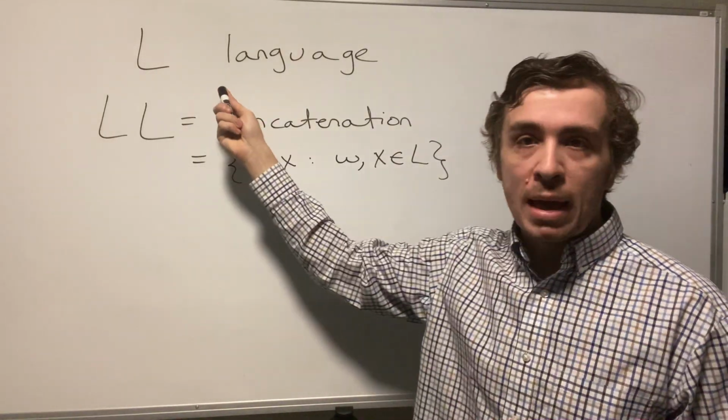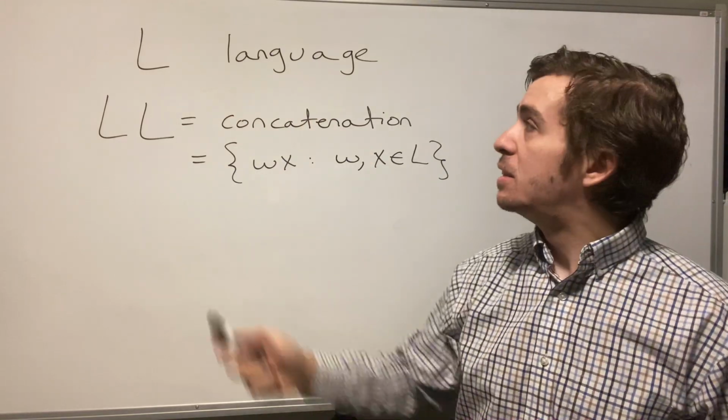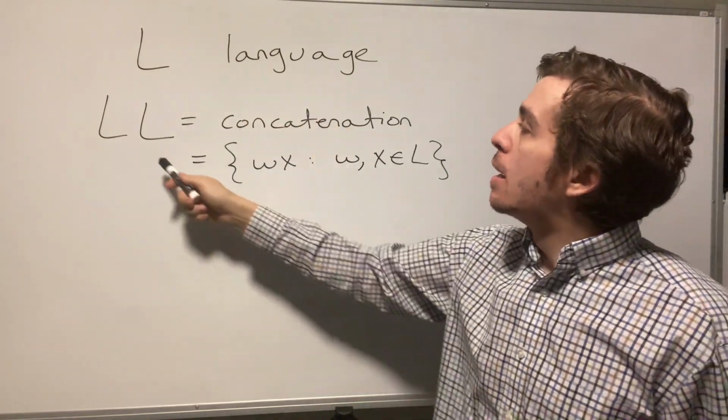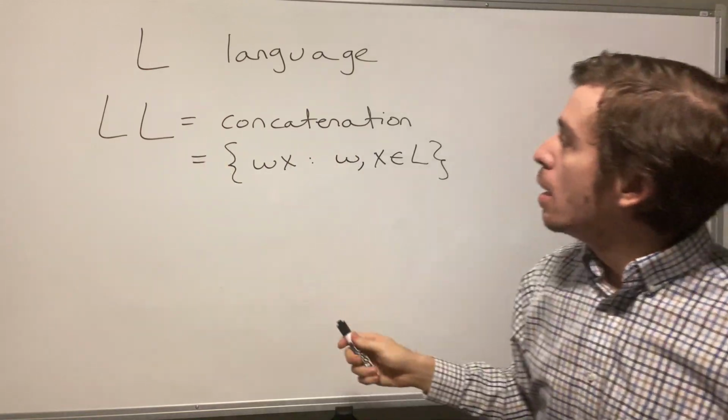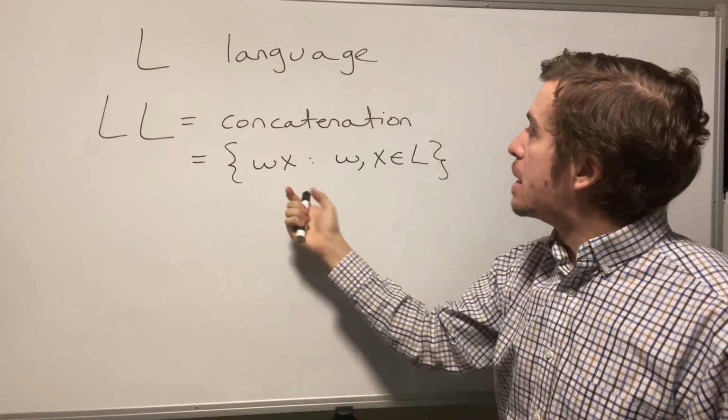Okay, so let's say that we have a language L, and now we're going to look at the language LL, which is the concatenation of L, and that is defined to be this.